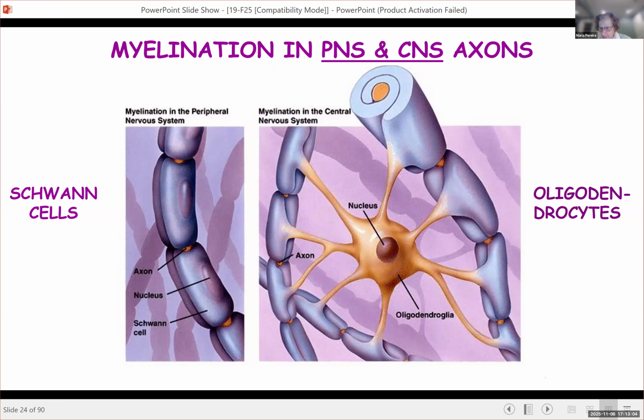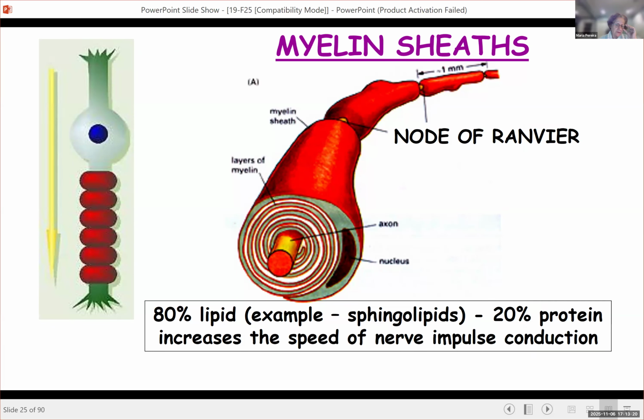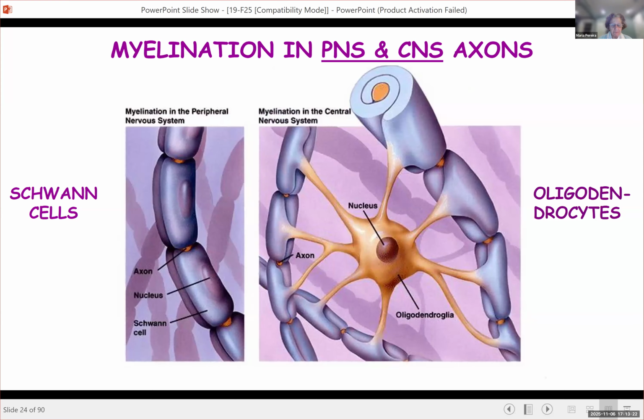So very different architecture. And this different architecture contributes to the fact that the PNS axons, when they are damaged, can be repaired. So there's repair here, but in the CNS, if an axon is severed, it cannot be repaired because it doesn't have the protection and all the signals and nutrition that is necessary, because the cell body of the oligodendrocyte is so far away from the axon.